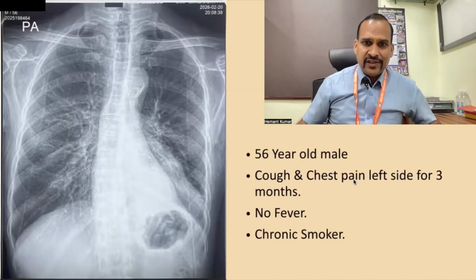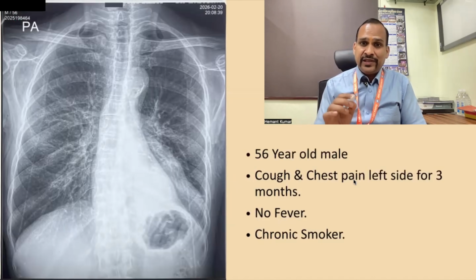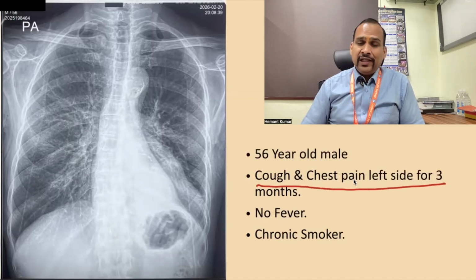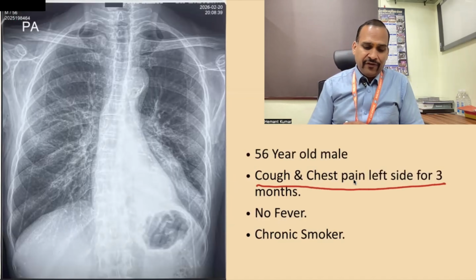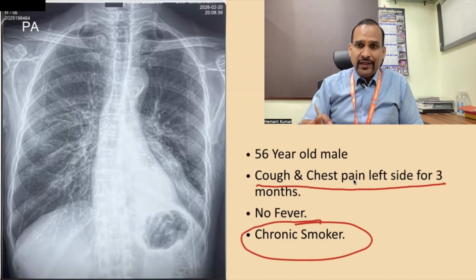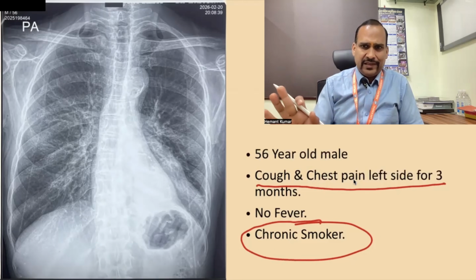So he is a 56-year-old gentleman. He has presented with cough and chest pain for 3 months. And there were no signs and symptoms of infection like fever, loss of weight and loss of appetite. And he is a chronic smoker. So, a middle-aged person presented with cough, chest pain and he is a chronic smoker. So as obvious, the first investigation of choice is chest x-ray, which is very basic.